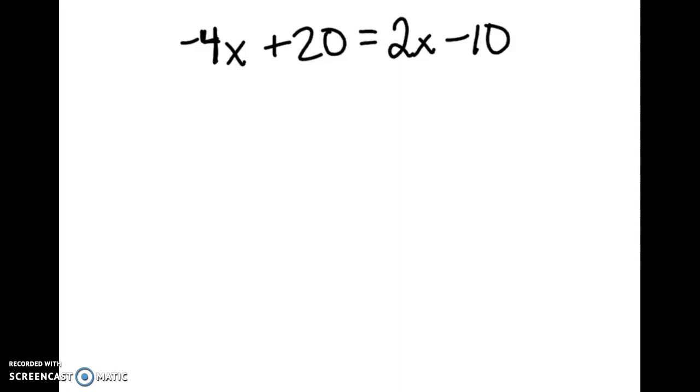Alright, so we're going to be solving an equation that has variables on both sides. So in this problem, we have negative 4x on the left and 2x on the right. In order to solve for x, we need to make sure to eliminate one of these x's. So it doesn't matter which one. I'm going to eliminate the 2x. I'm going to subtract it from both sides.